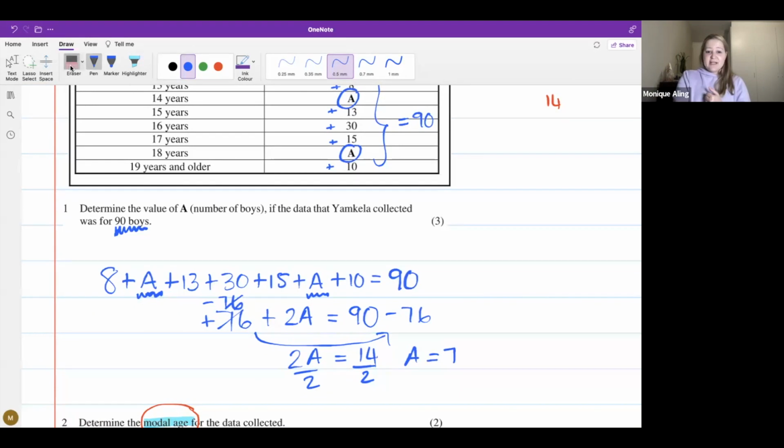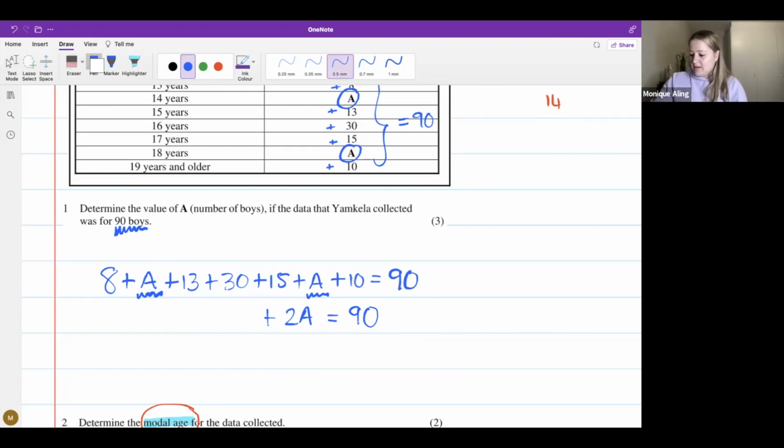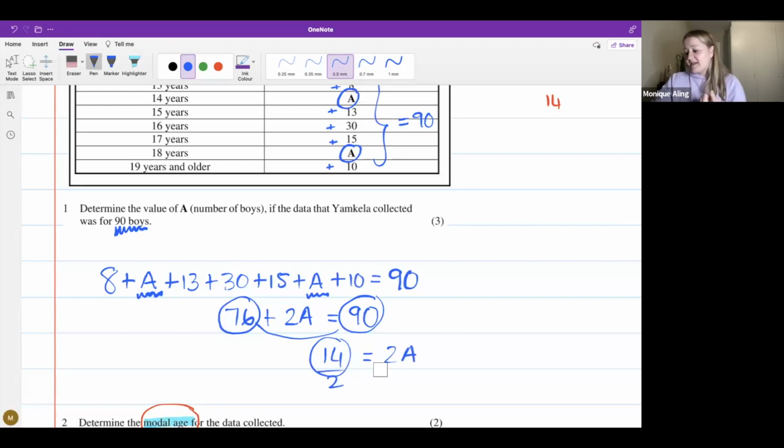Alternatively, at this point over here, you could just say, what is the difference between 90 and 76? What is left over? Because I know that I need to get from 76 to 90. So what is missing between that? You say 90 minus 76, which gives you 14. So what is missing between these two is 14. We know there are two A's, so I have to split it in half, divide by 2. So A is equal to 7.